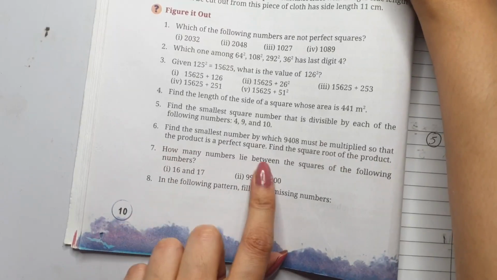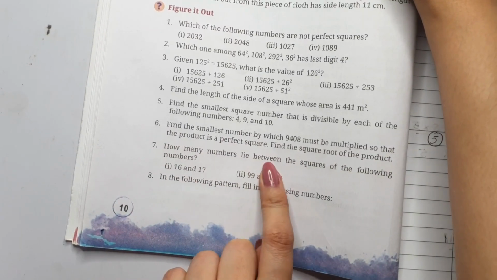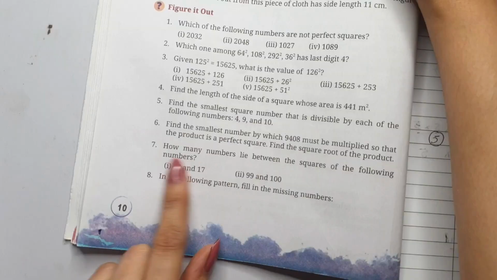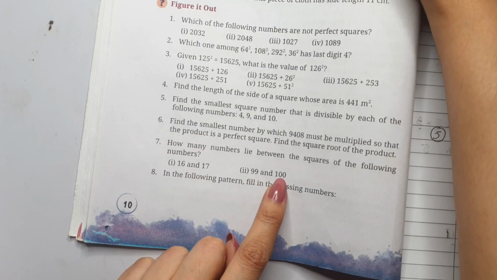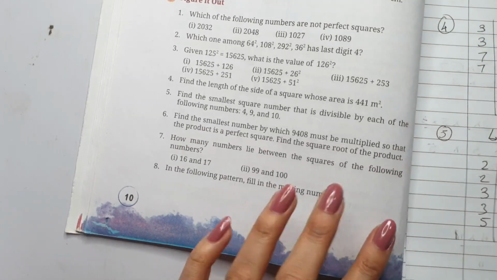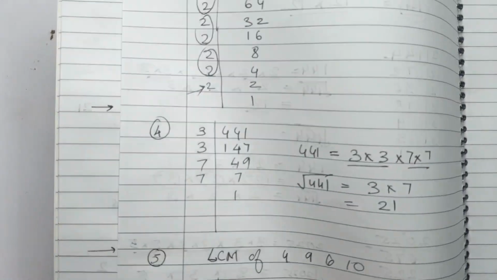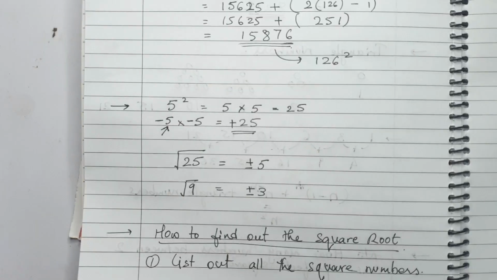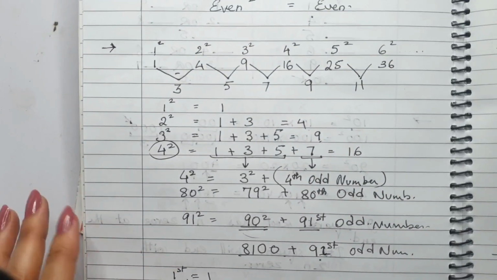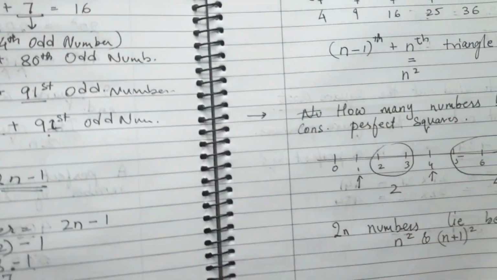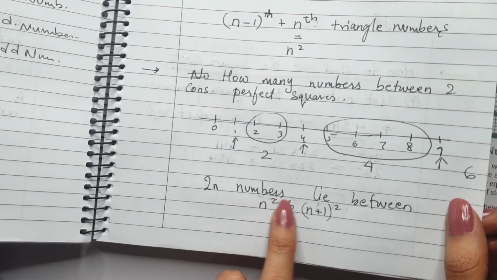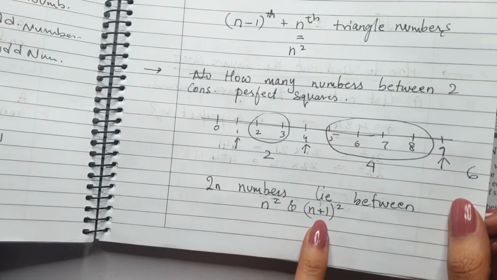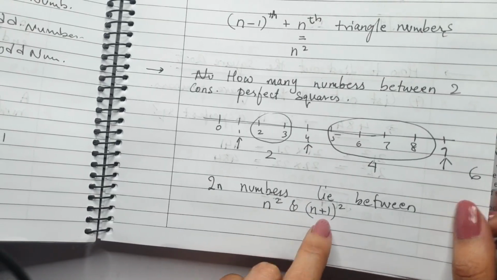Next, number 7. How many numbers lie between the squares of the following numbers? 16 and 17, 99 and 100. This is again something that we have studied, this one, right? This is something we did. So 2n numbers lie between n square and (n plus 1) whole square.